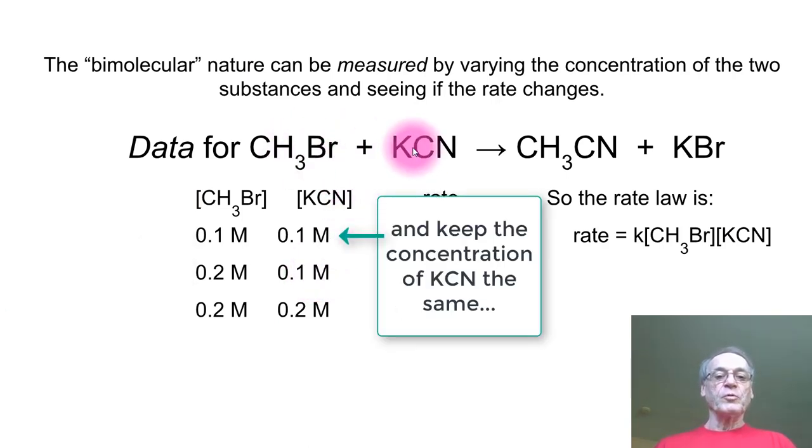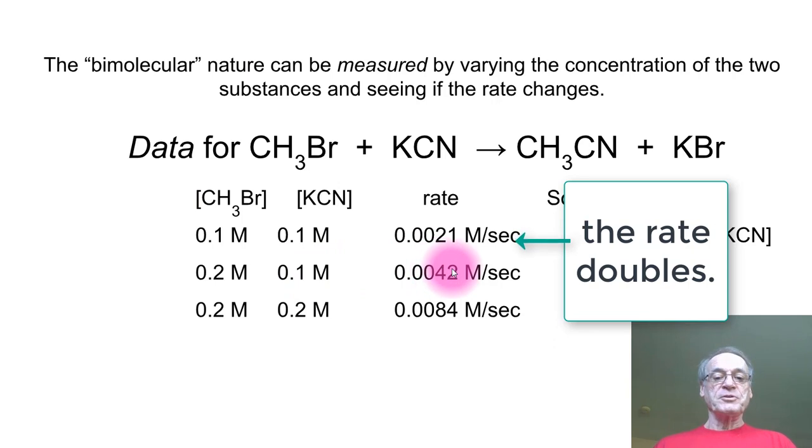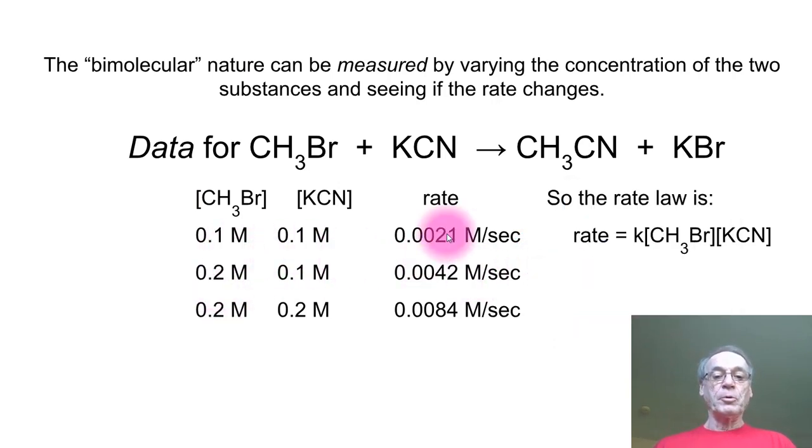Even though the reaction is a one-to-one balanced equation, we can put in twice as much methyl bromide if we want to. And when we do, and measure the rate, it turns out it's 0.0042. So doubling the concentration of the methyl bromide has doubled the rate of the reaction. Then we throw that out and start all over again.